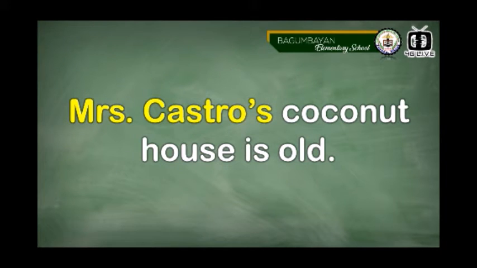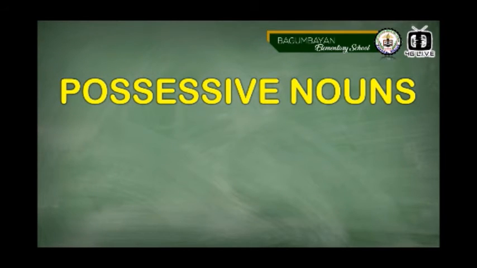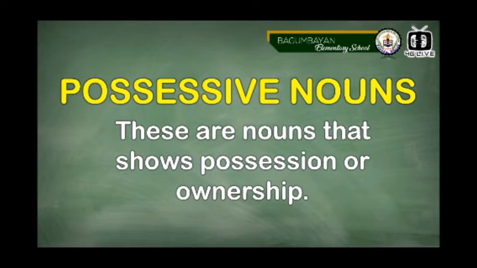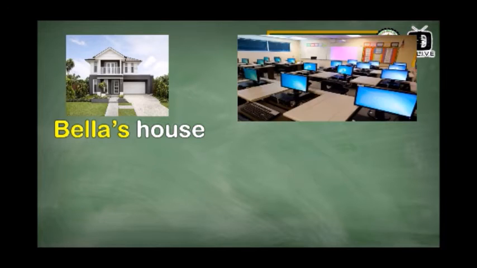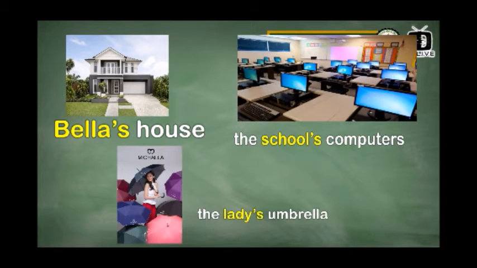The coconut house is Mrs. Castro's. Mrs. Castro's is an example of a possessive noun. Possessive nouns are nouns that show possession or ownership. The examples of possessive nouns are Bella's house, the school's computers, the lady's umbrella. It also shows relationship, like Delia's sister, the girl's mother.